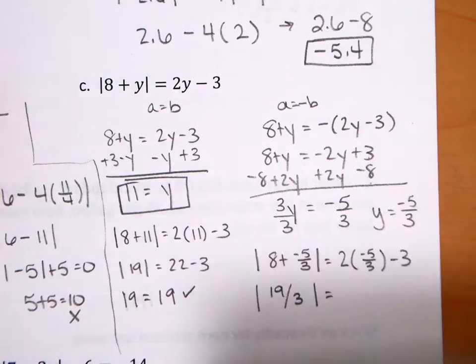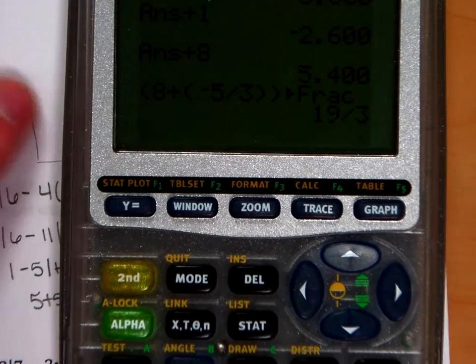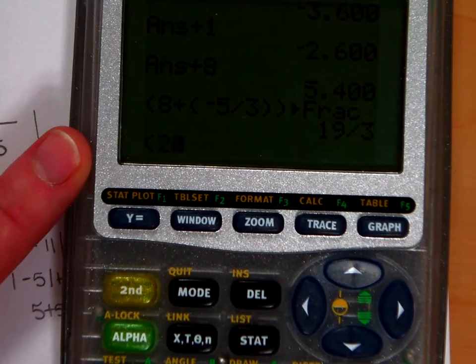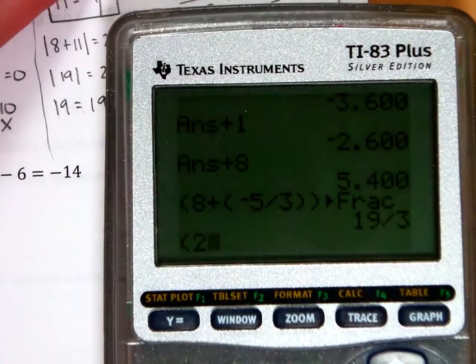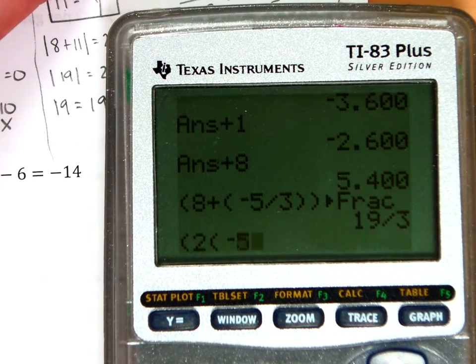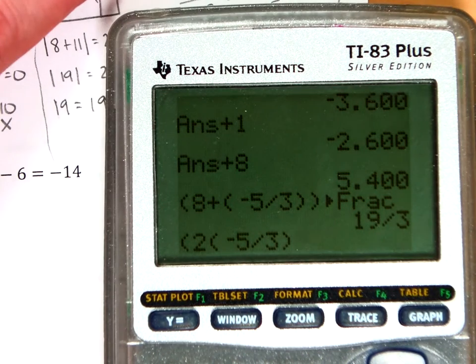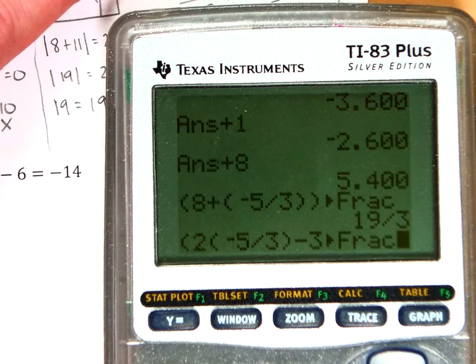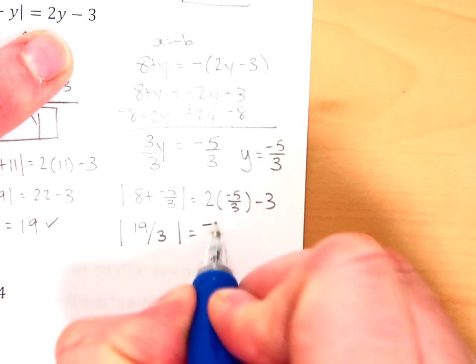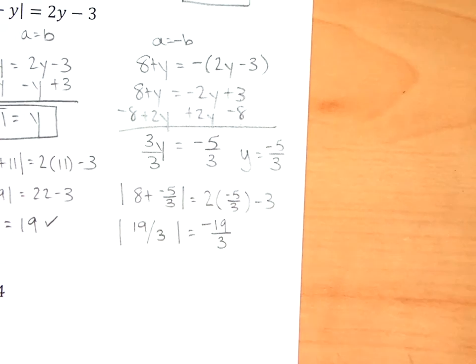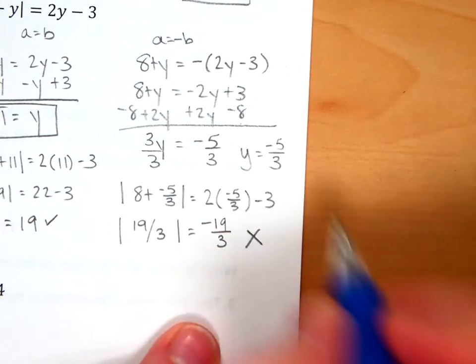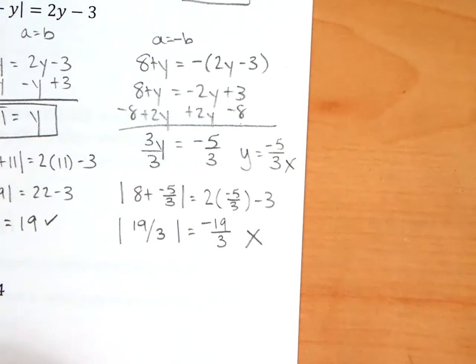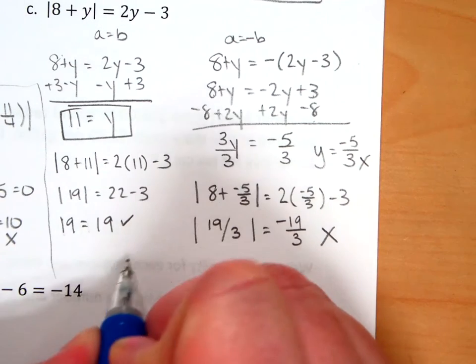Equals, and doing the same thing again. Parenthesis 2 times negative 5 divided by 3 minus 3, and then you hit math, frac, enter. I get negative 19/3. Now, the absolute value of 19/3 can never equal negative 19/3, so this doesn't work. So this solution is extraneous and is not a part of my answer. So my only answer is y equals 11.